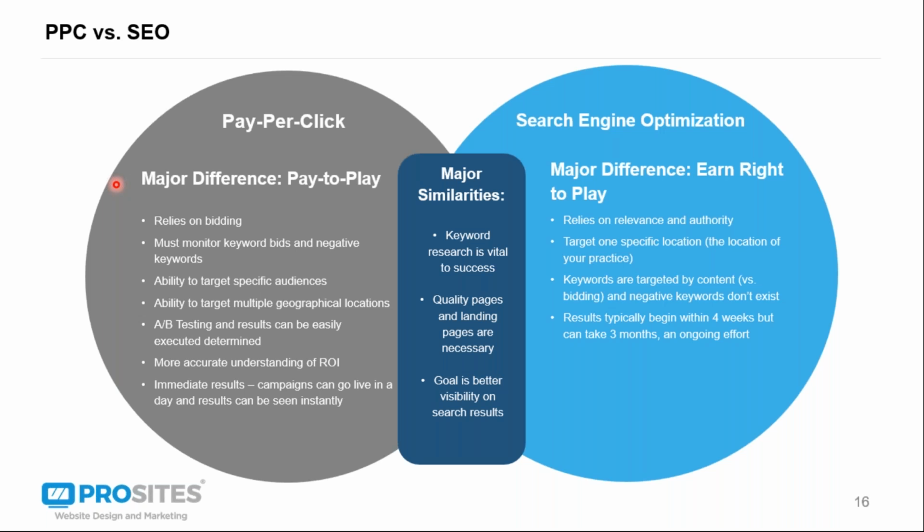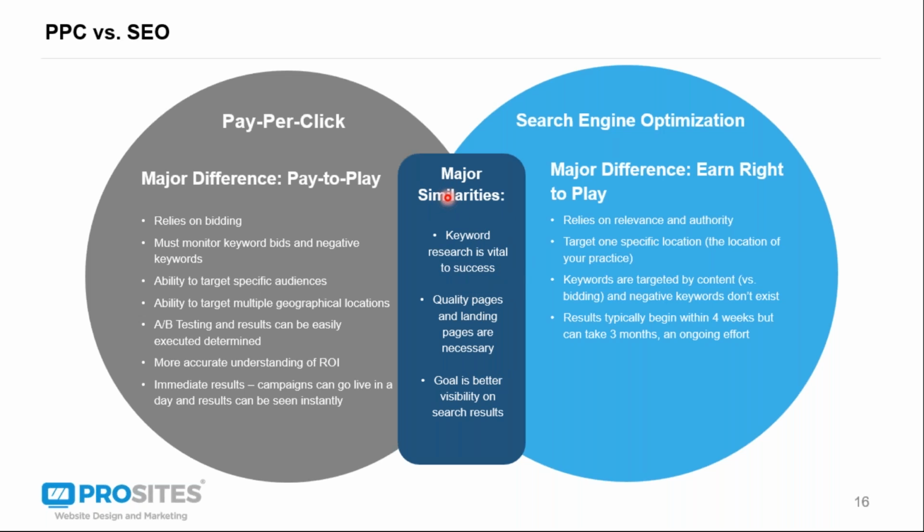So that's why search engine optimization can be a challenge, because there are situations where dentists want to target outside of their geographical location, and it's not impossible, but it's very difficult to do. Also, results typically begin to take effect within 4 weeks, just minor fluctuations, but can take 3 to even 6 months, and it is an ongoing effort of optimization. Okay, so that's how things are different. The major similarity between the two channels is that keyword research is vital to success.